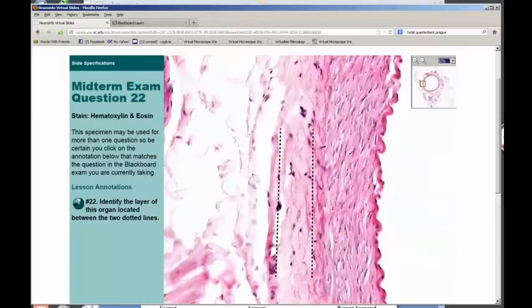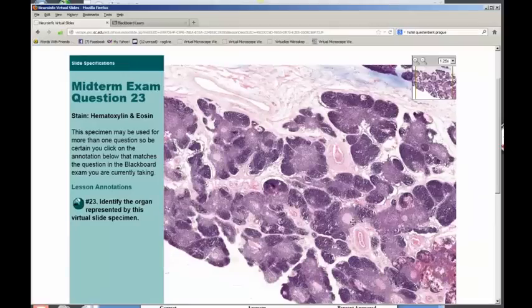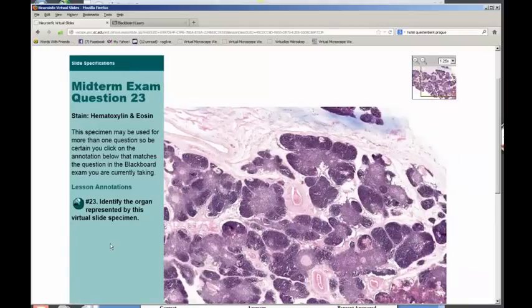So the next question is question 23. I already clicked on the radio button. It says identify the organ represented by this virtual slide specimen. Again, we have a predominant basophilic structure, but I can see dark areas and lighter areas.